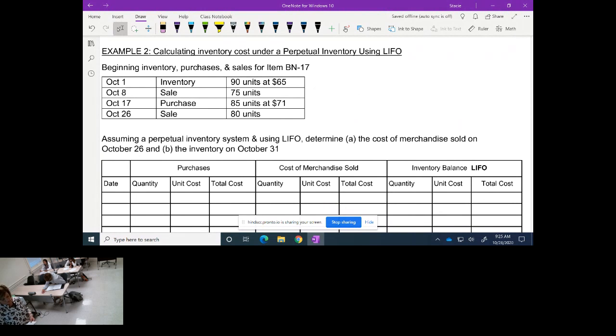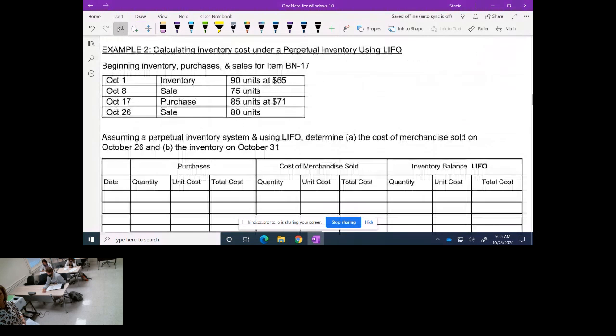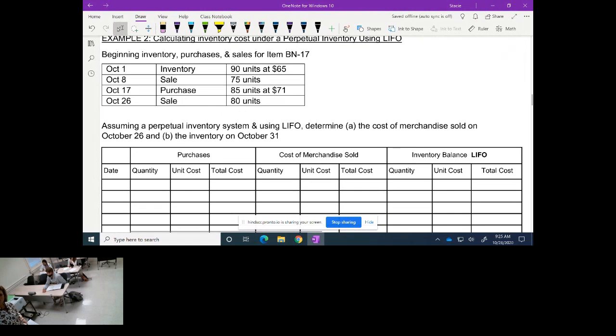Okay. All right, so example 2. Now we're going to use last in, first out. When you're working these, you have to think about what you are doing and which units you are using. They want us to determine the cost of merchandise sold on October 26th and the ending inventory at the end of October. We're going to use these numbers here. We start with October 1 inventory. We have a sale, a purchase, and another sale.